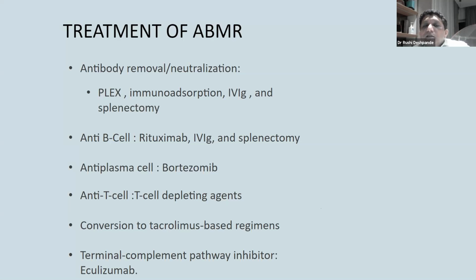Whenever you are treating a severe rejection, remember that the T cell is ultimately used by B cells to mediate the effector response. So T cell depleting agents can also be used. Higher dose TAC regimens have been used in treatment of antibody-mediated rejection.